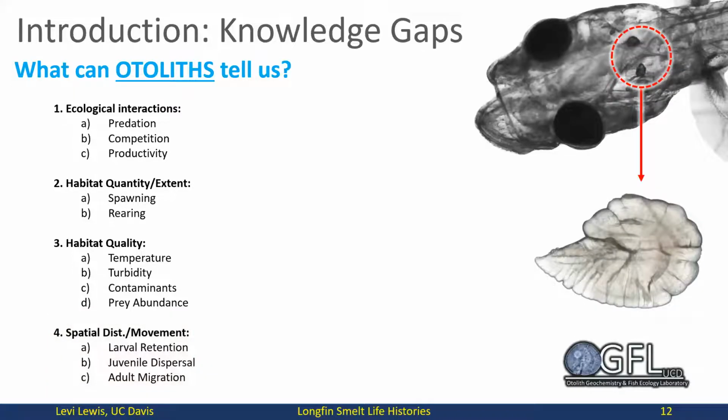Well, what can otoliths tell us about some of these knowledge gaps? Well, otoliths are ear stones, and they're found in most bony fishes. To the fish, they have special functions that I talked about in my poem.